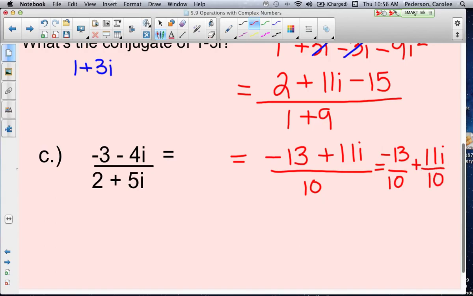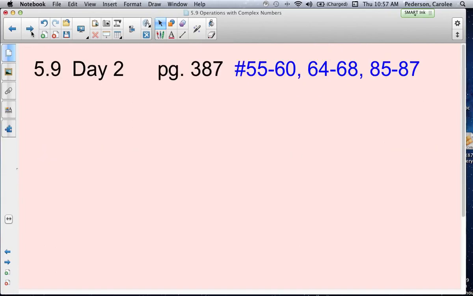We're going to save example C to be done together in class tomorrow. And this will be the homework assignment for 5.9, day 2.